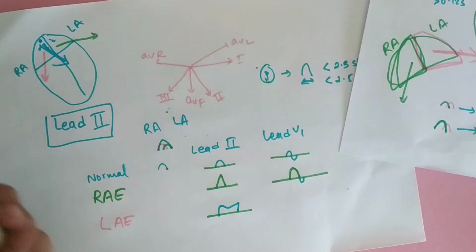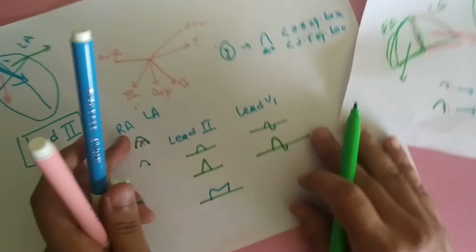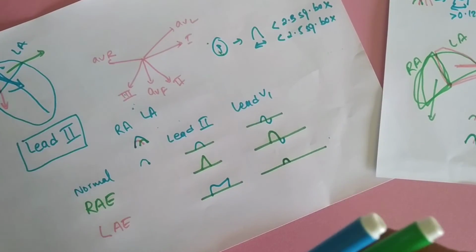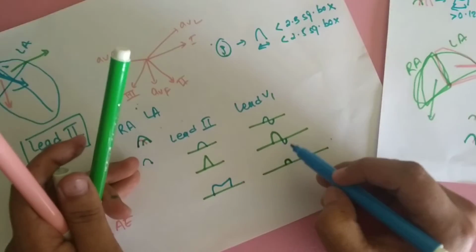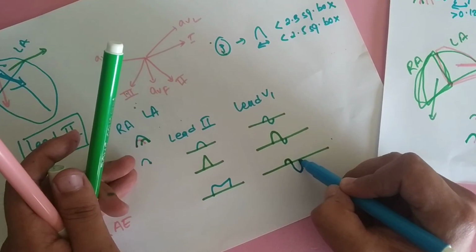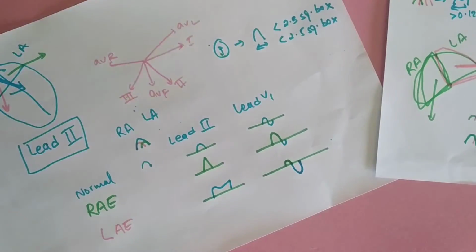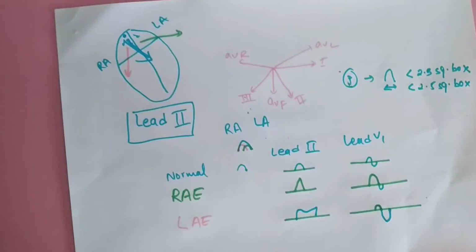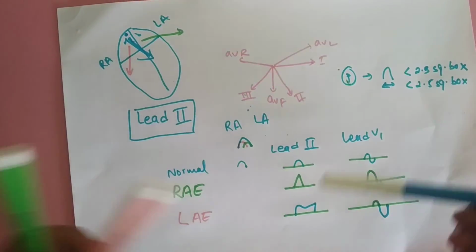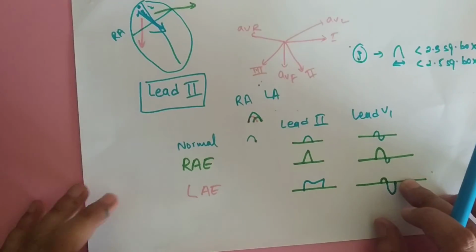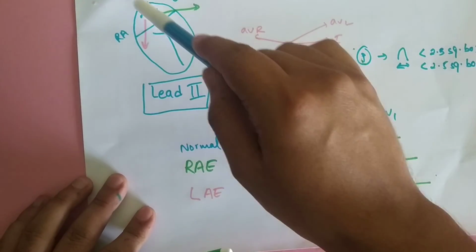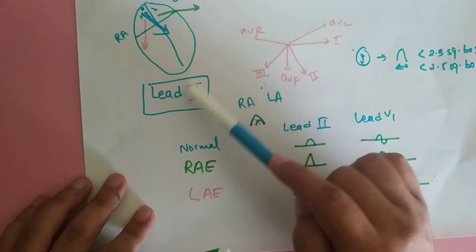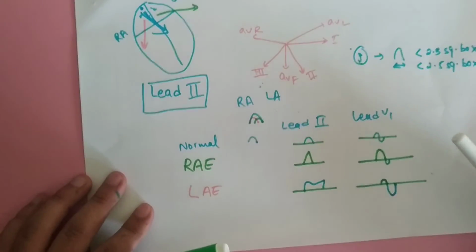So in lead V1, the change you will find is that the positive deflection will be normal. However, the negative deflection will be greater in magnitude, which is greater than 1 small box. So these are the changes that you will find in case of atrial enlargement. Once again, quick revision. Why look at lead 2? To check the P wave, because the direction of atrial depolarization and the lead 2 direction is the same, so lead 2 picks up the P wave morphology best.